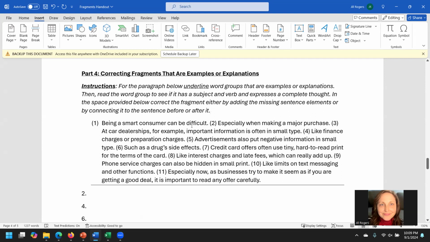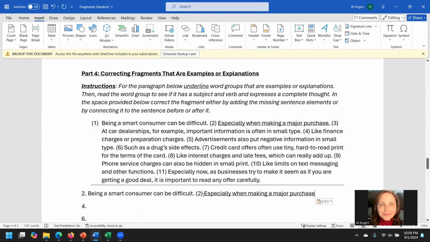Being a smart consumer can be difficult. Okay, no, I don't see an example there. Oh, but I do see an example here, especially when making a purchase. Oh, okay, I'm underlining that now. And then I see, oh, it's missing some sentence elements. It's missing a subject and it's missing a verb.